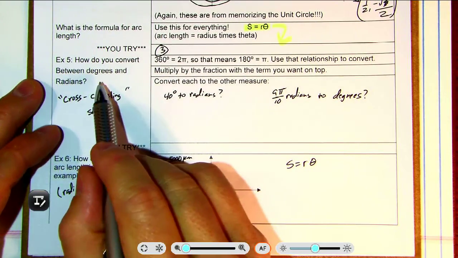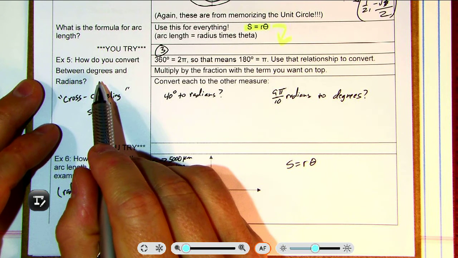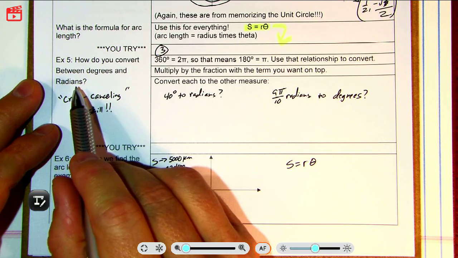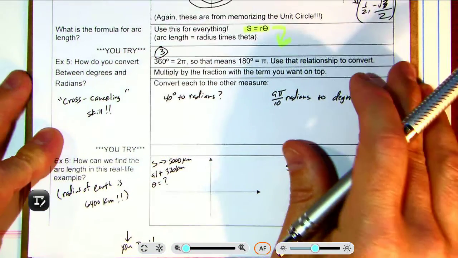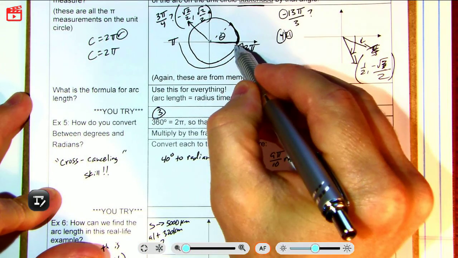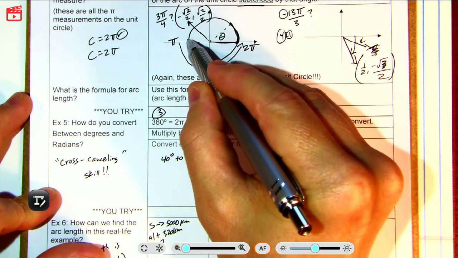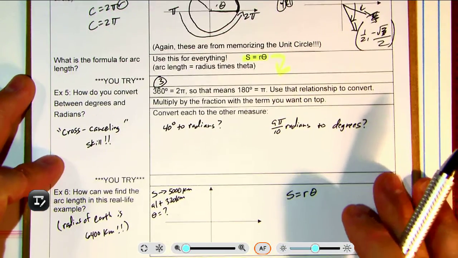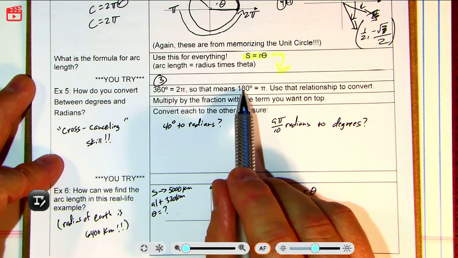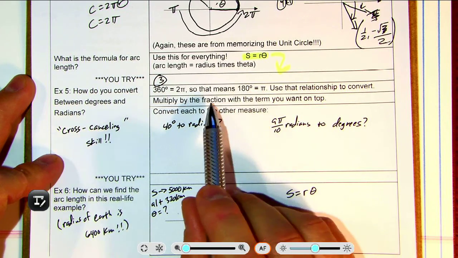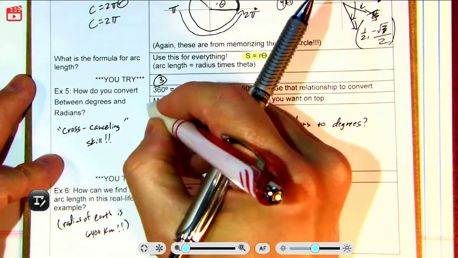In example 5, they're doing a bunch of stuff in this lesson in the book. They want you to convert between degrees and radians. So we need to go back up. What I talked about just a second ago about a circumference is 2 pi, and I said 1/2 measurement around the circle is pi radians. Well, that's what we're going to use to convert. If we remember that 180 degrees is equal to pi, we're going to use that proportion or that ratio to convert back and forth.